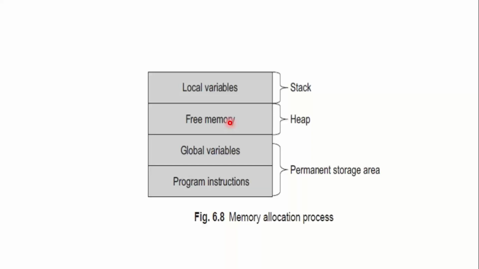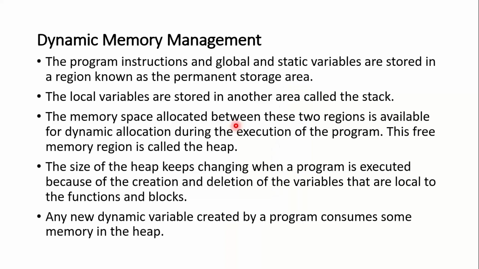So the global variables and program instructions are stored in the permanent storage area. Next, local variables are stored on the stack, and the left out memory, the free memory, is represented by the heap. The program instructions and global and static variables are stored in a region known as the permanent storage area. Local variables are stored on the stack. The memory space allocated between these two regions is available for dynamic allocation during the execution of the program.